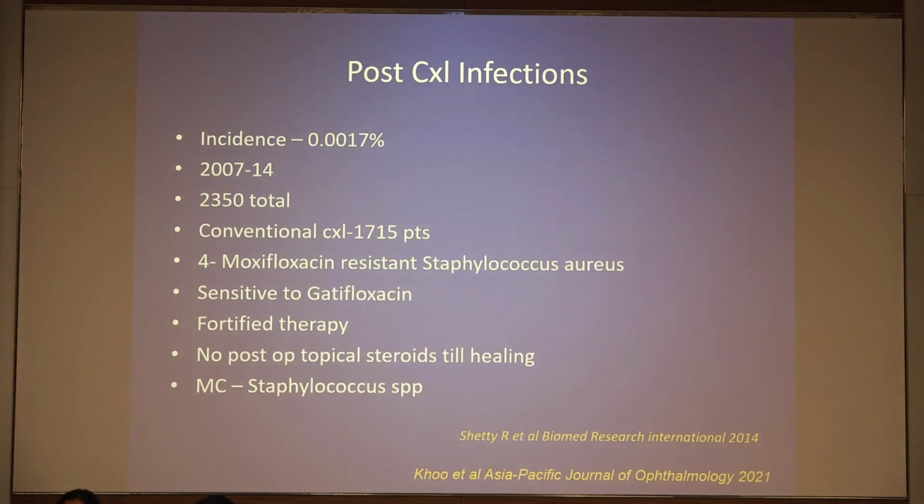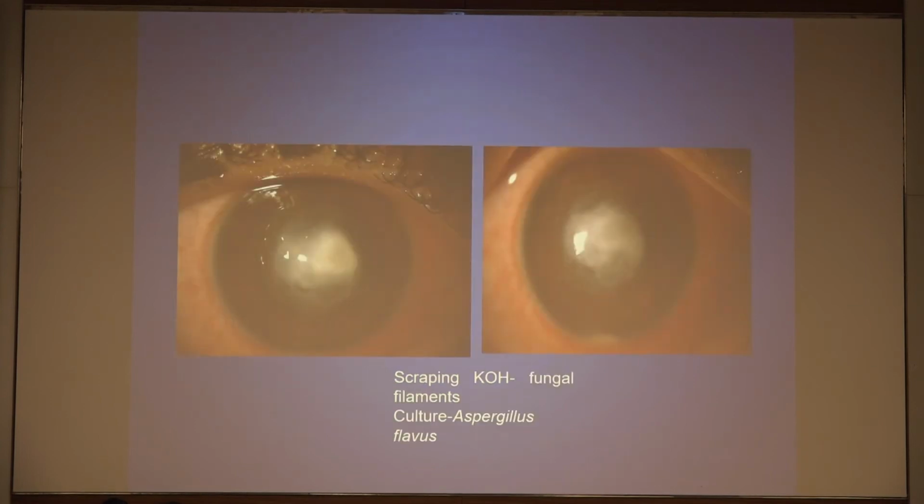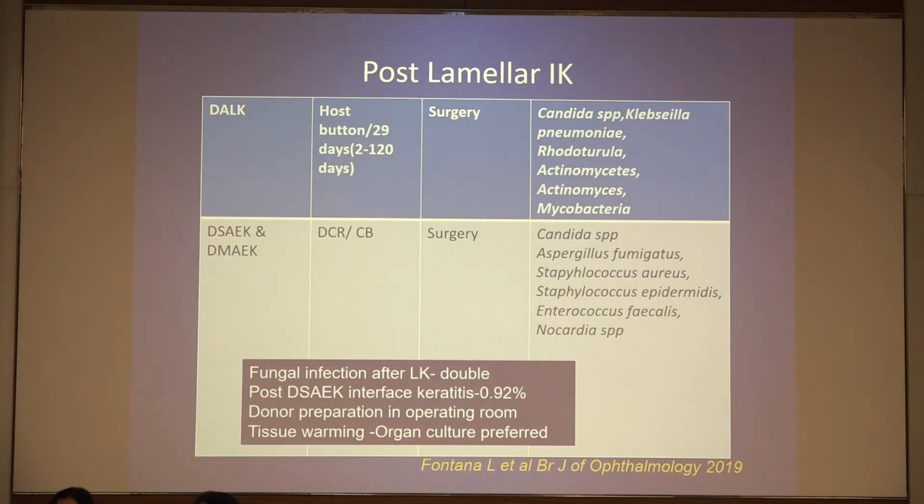In the scenario of post-cross-linking, the commensals dominate in causing the post-CXL infections, the most common risk factors being epithelial debridement, BCL placement, and steroid application. And the most common organism is Staphylococcus. But beware, you can also get fungal keratitis, like I saw in this patient. When we cultured, it was Aspergillus flavus.